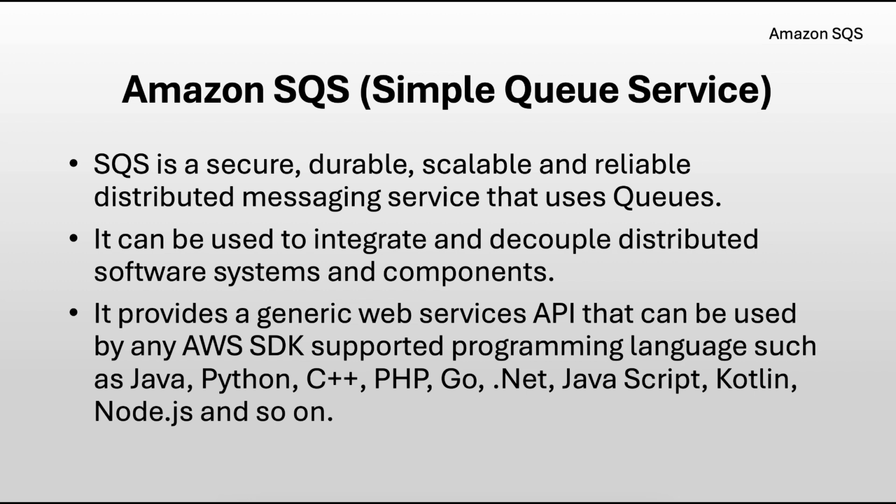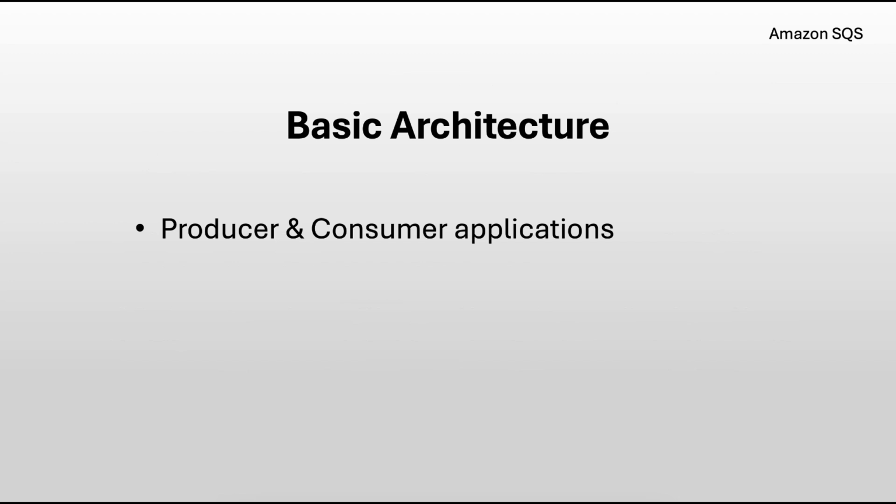Once the SQS service is configured on an AWS account, we can use any API, microservice or application developed in programming languages like Java, Python, Go, .NET and so on, by calling the web services provided by SQS. The basic architecture of SQS contains three main components.